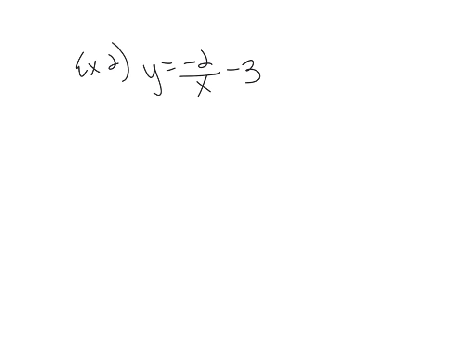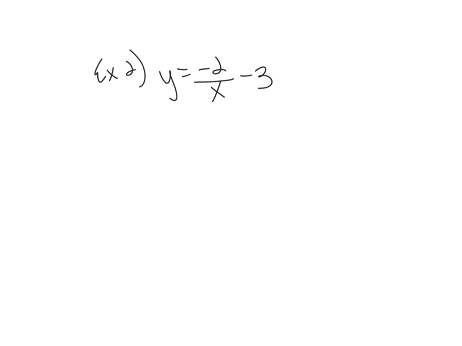So let's look at this one. Let's start here on the outside, let's keep it easy. Outside here we have minus 3. Outside is up or down. Minus 3 means we're shifting down 3.